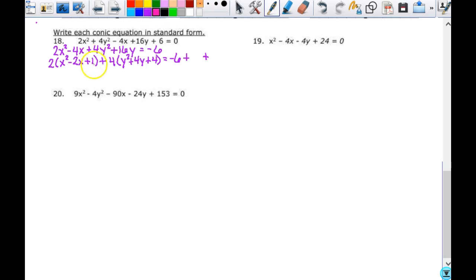on the right. This 1, but remember I have a multiplier, so I have to take that 1 times 2, and I'm adding 2. I added this 4, but there's a multiplier, so I have to do 4 times 4, which is 16, before I add that together. Okay, so then that gives me 2 times x minus 1 squared plus 4 times y plus 2 squared equals, when I add all those up, negative 6 and 16 is 10 plus 2 is 12.